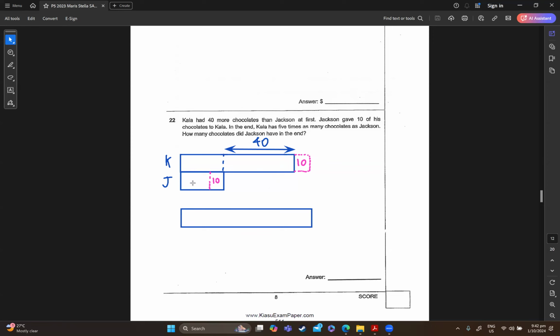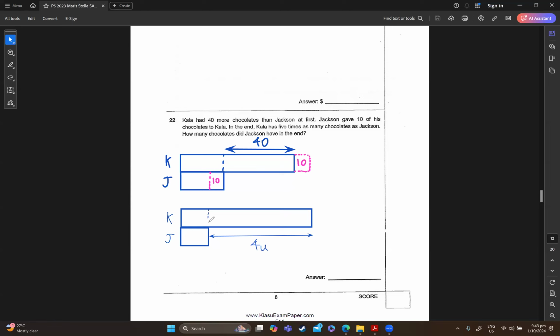Now for Jackson, he's now here, right? From here till here only, okay? So you stop till here without the 10. All right. So this is K. So in the end, they say that Carla has 5 times as many chocolates as Jackson. So if Carla has 5 units and Jackson is 1 unit, their difference will be 4 units. So write down here 4 units.